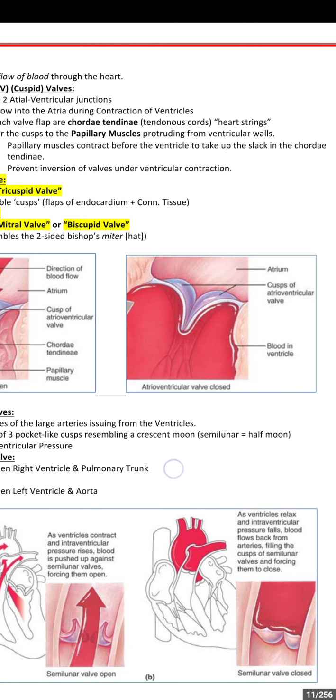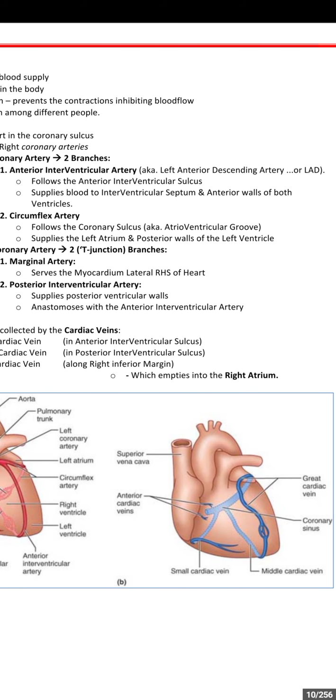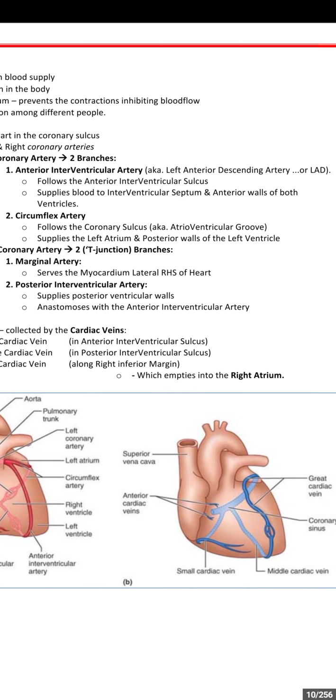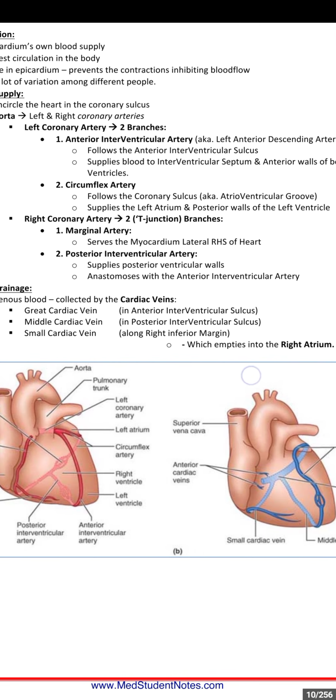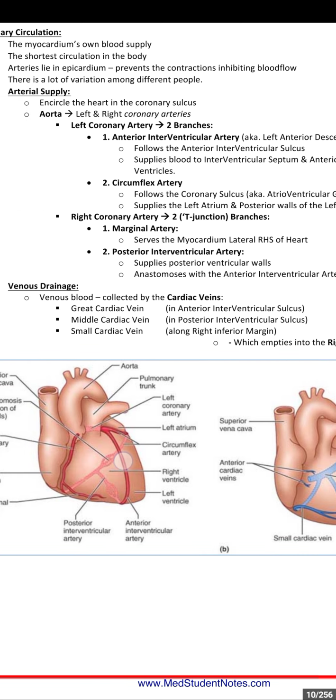The anterior intraventricular artery is also known as the left anterior descending artery, or LAD. So this left coronary artery has two branches, and we are going to talk about the anterior intraventricular artery.